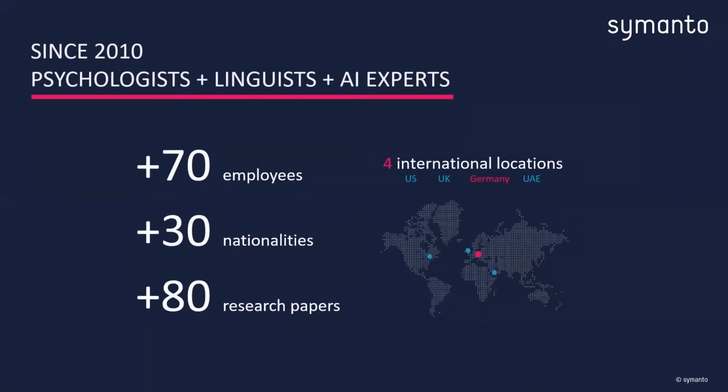So very quickly, so Semanto, we're based in Nuremberg in Germany. We have a few offices around the world. We're around 70 employees, many different nationalities working together. And we're a very research-driven company. So we have a large research team made up of psychologists, linguists, and AI experts. And we'll go into a bit of detail why that's very important here.